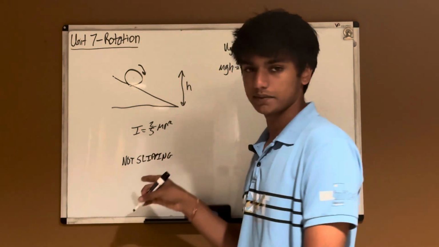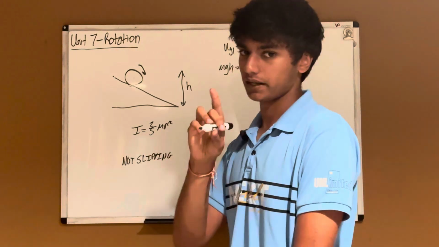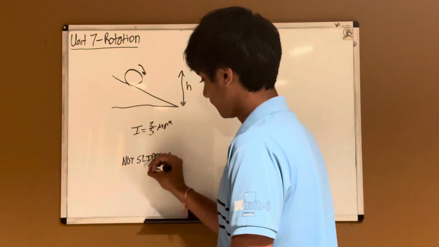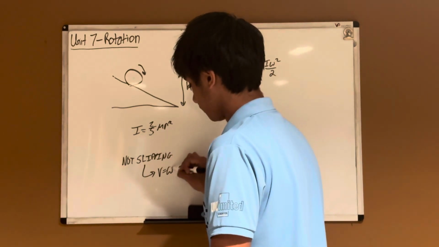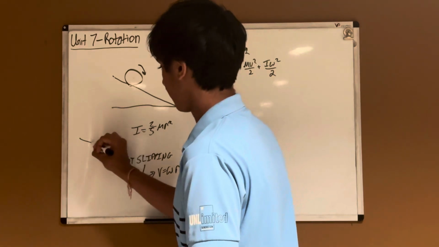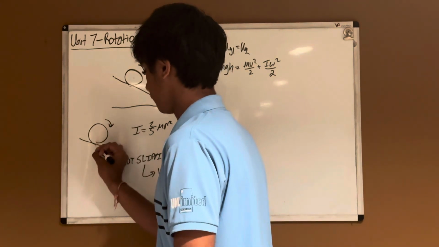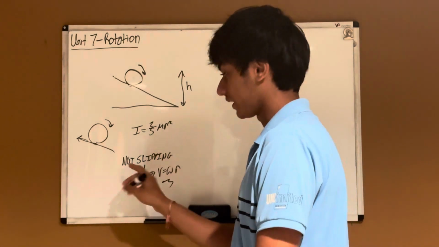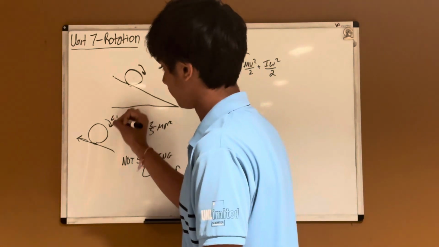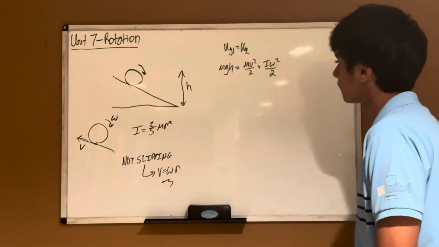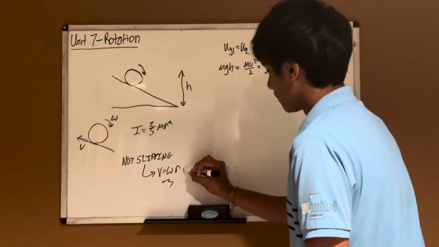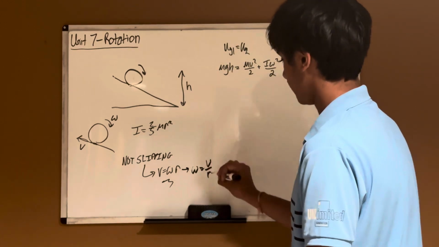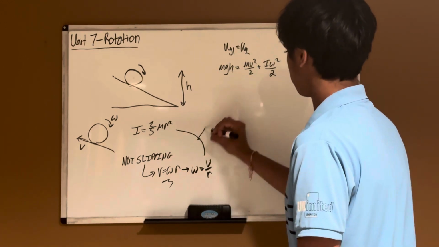And so this is important. If it's not slipping, we remember that velocity equals omega times r, but this is only true if the system is not slipping. In this case, it's not slipping, so we know that velocity equals omega times r. Because as we roll down the hill, our angular velocity is directly converted into linear velocity based on this formula because it's not slipping. So now we have to plug this in. Let's say we convert this into omega equals v over r. We can plug this into this.